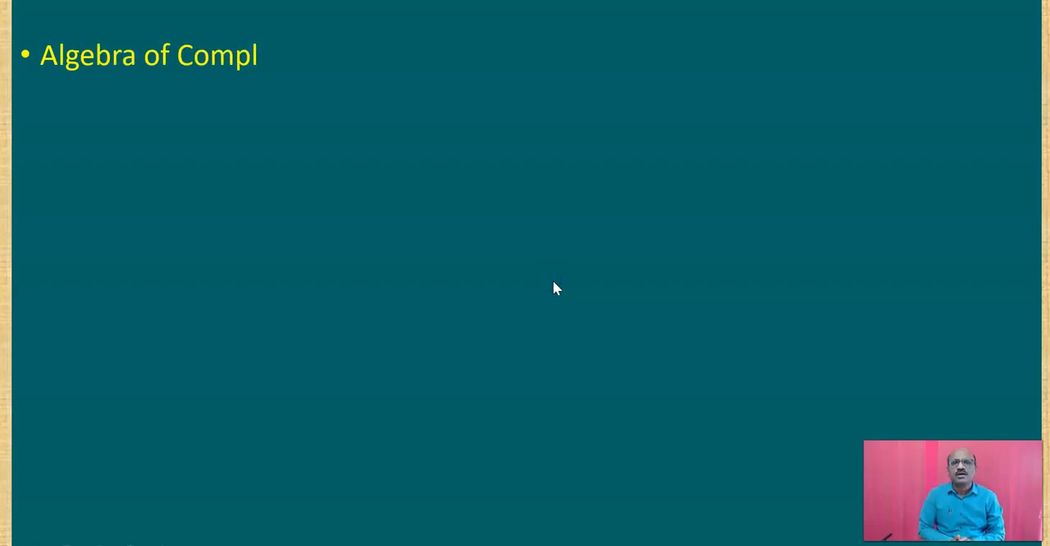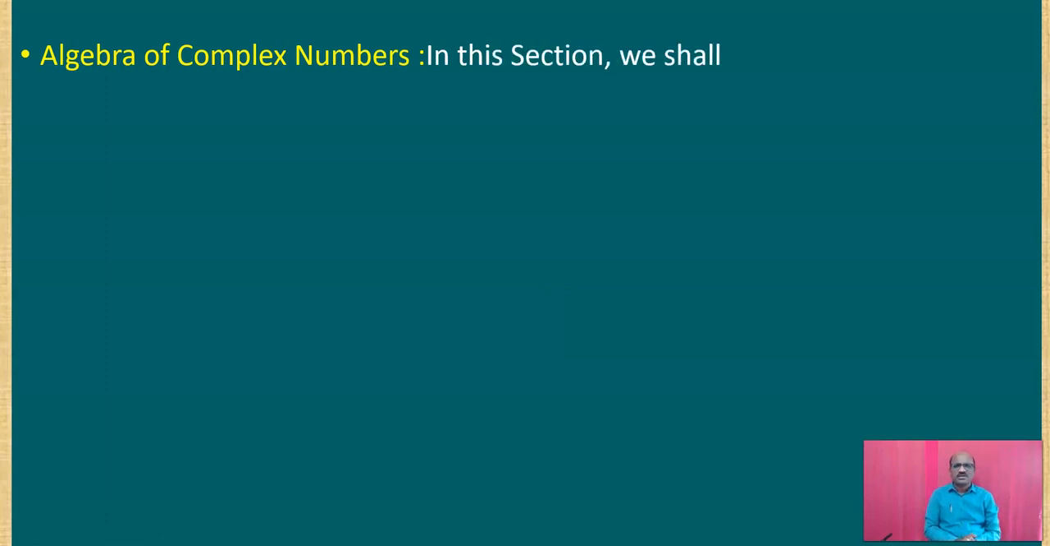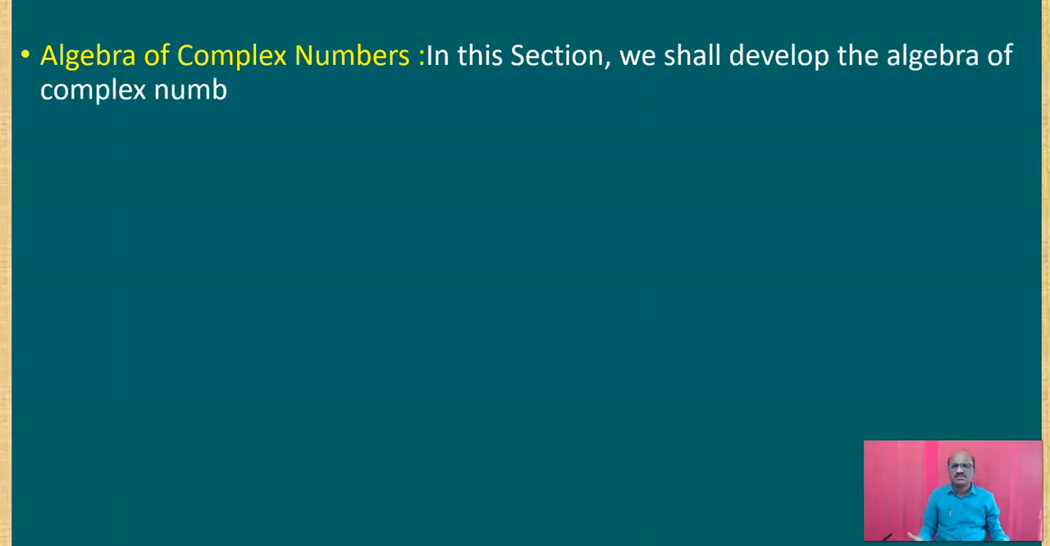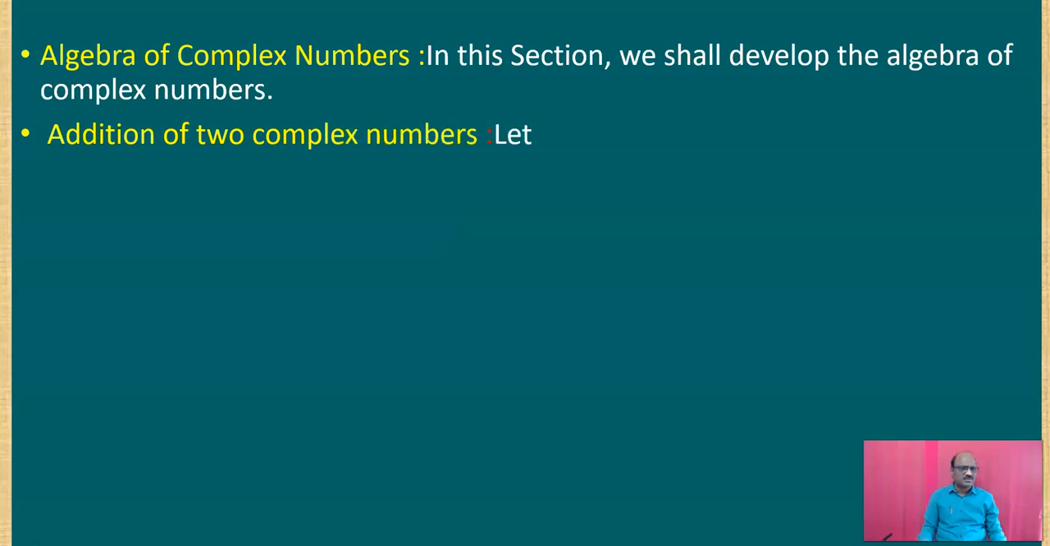Now the algebra of complex numbers means what? Addition, subtraction, multiplication and division. How we can add, multiply and divide complex numbers. This explanation is here. Algebra of complex numbers. In this section we shall develop the algebra of complex numbers. First is addition of two complex numbers.